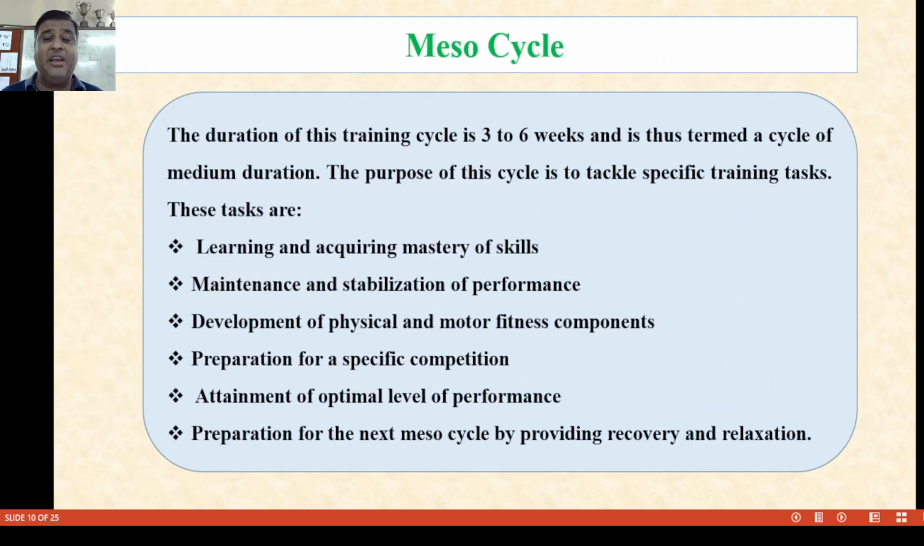Next is the mesocycle, on the basis of week-wise training. It is 3 to 6 weeks, minimum 6 weeks meaning 1.5 months. On the basis of specific training plans, there are tasks, and these tasks are learning and acquiring mastery of skills, maintenance and stabilization of performance, development of the physical and motor fitness components, preparation for a specific competition, attainment of an optimum level of performance, preparation for the next mesocycle, and provision of recovery and proper relaxation.